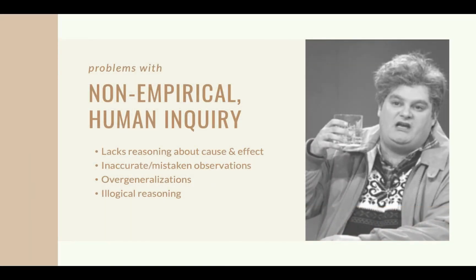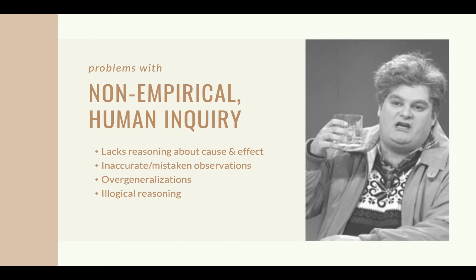This is how we get away from simple non-empirical human inquiry. This is a picture of Drunk Uncle from SNL, just to depict what's going on oftentimes with human inquiry. Human inquiry often lacks reasoning about what's the cause and what's the effect, like what's leading to these mass murders in the United States, what's increasing the number of mass murderers in the United States. Drunk Uncle would probably say, well, it's religion or a lack of morality, but without actual data, that's just speculation.